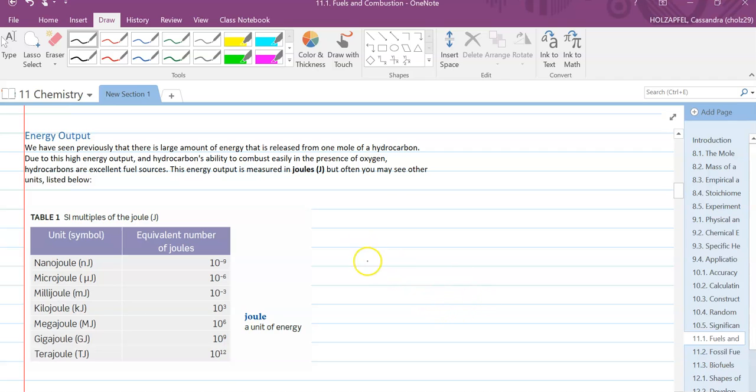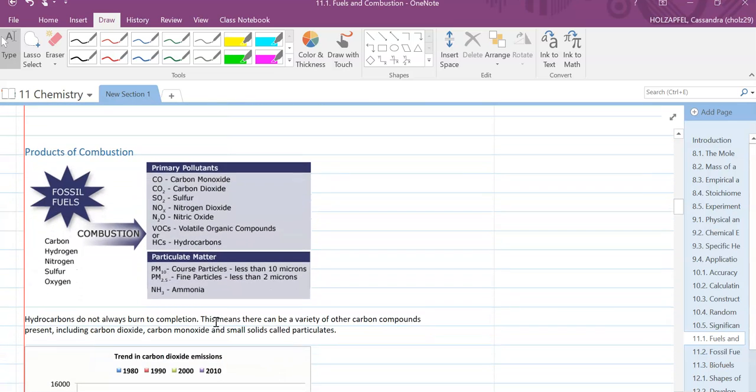So the energy output is always measured in joules. That's the standard international unit that we always will use. But sometimes you may see some other units, and we've listed these below here. So nanojoule would be 10 to the negative 9, because of that prefix nano. Same going up the other end. Kilo means 1,000, so we've got 10 to the power of 3. Tera means it's going to be 10 to the power of 12 joules. And those prefixes are always used, so you'll see them in front of other standard units as well.